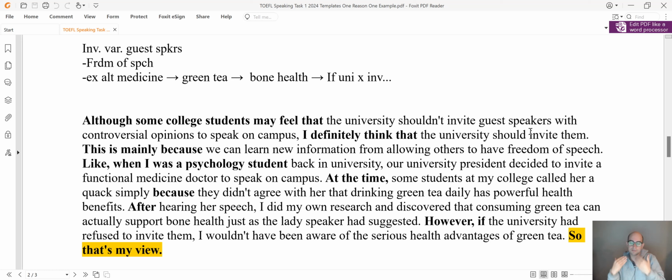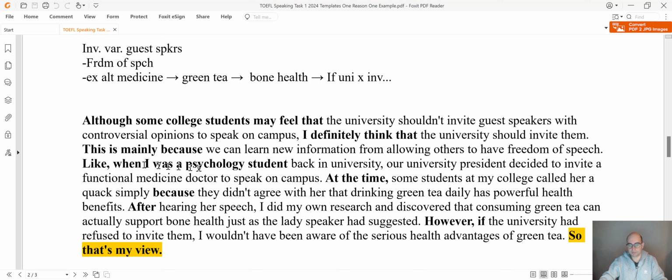This is just giving you guys an easy opportunity to come up with a quick complex sentence from the get-go. You don't have to do it this way. You could always say, well, I definitely think that da-da-da. But by having this complex sentence, it's boosting that grammar criteria of your score. Okay. Now, the reason sentence, I usually start it with this kind of phrase. This is mainly because we can learn new information from allowing others to have freedom of speech. Well, there you go. I explicitly mentioned what my reason is right there. Now, right after, I want to introduce my example and then really elaborate, expand on it.